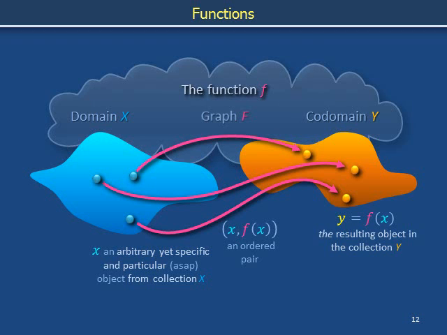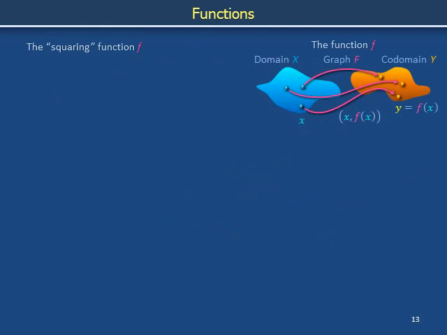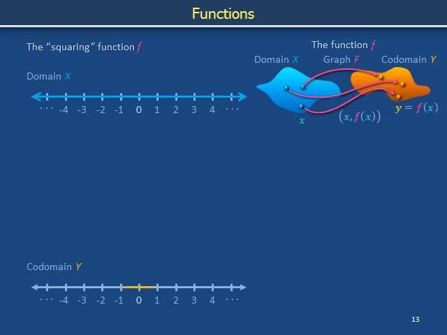Thus far, the function f has referred to an arbitrary yet specific and particular relationship. In this example, we let f be the squaring function, defined as follows. We will allow its domain x to be all values, including negative, positive, and also 0 on the number line. We let its codomain y be all values, negative and positive and also 0 on the number line as well. And we describe the graph f using the association rule that says that y, in other words f on x, equals the result of the arithmetic procedure x squared.